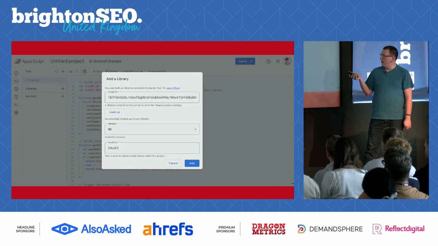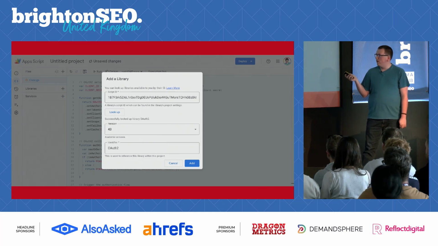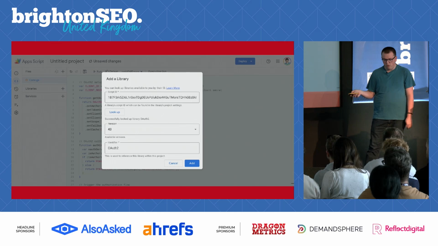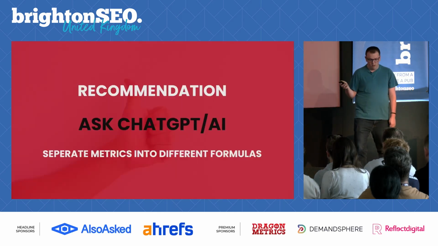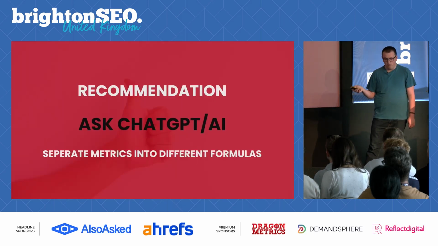Normally, it will select the available version, the latest version. I'd recommend using the latest version because, of course, Google's going to be updated anyway, and the identifier is just OAuth2. You just click Add, and then it adds it to the script, then it will work.